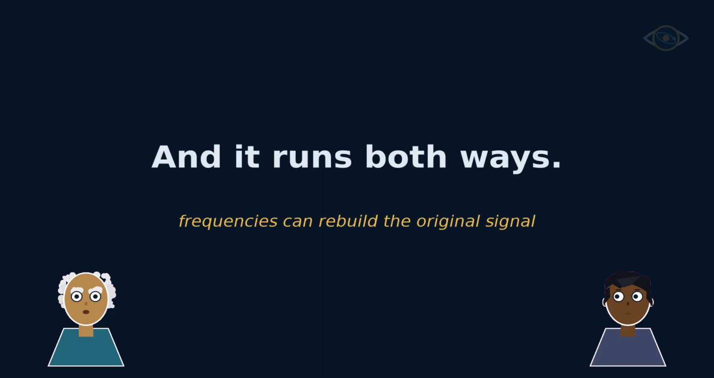Because no information is thrown away, the process is reversible. Hand me the spectrum, and I can add those rotating vectors back together and reconstruct the original signal exactly. So time view and frequency view are two languages for the same thing, and we can translate freely between them?